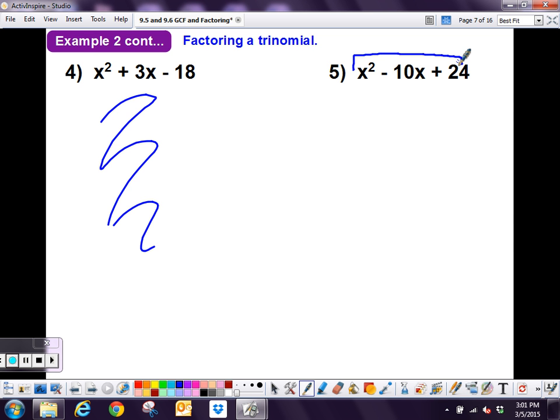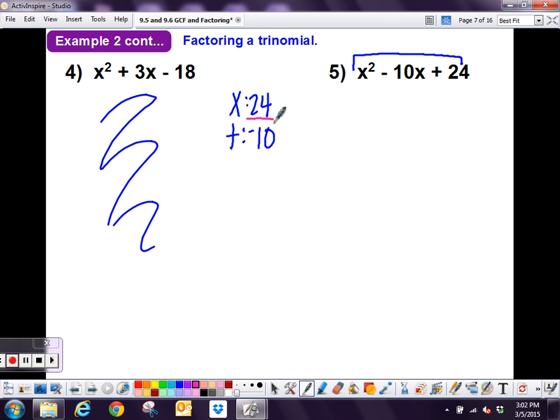That way I don't forget to do A times C. Okay, we've just been dealing with ones as our A, but sometimes we will have a number there. All right, so I have A times C, that's 1 times 24. So I need two factors that multiply to be 24, and they have to add up to be B, which is negative 10.